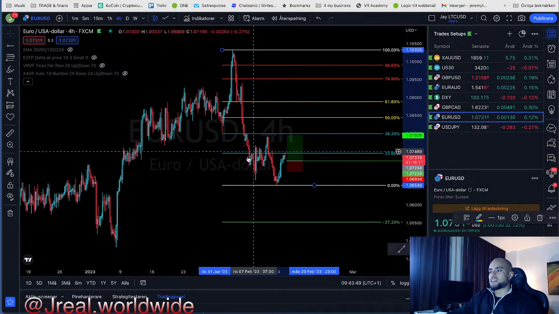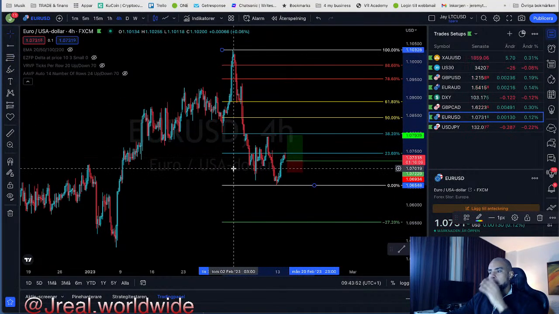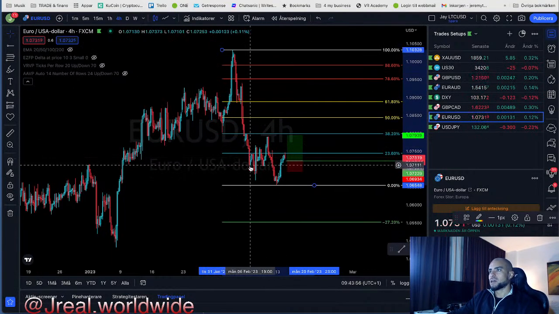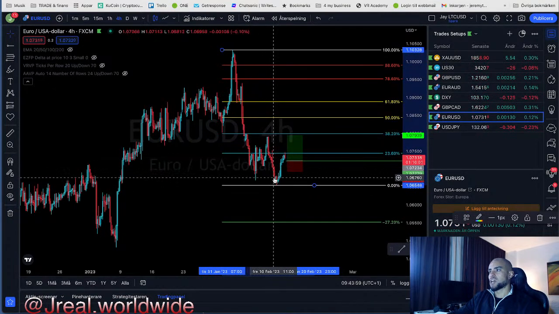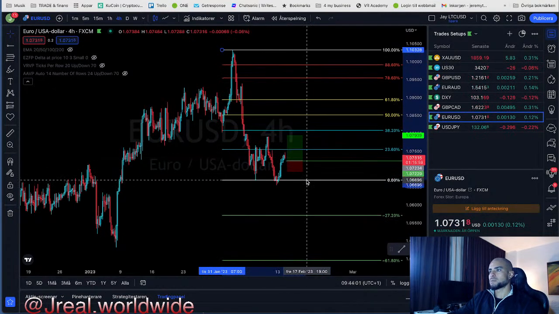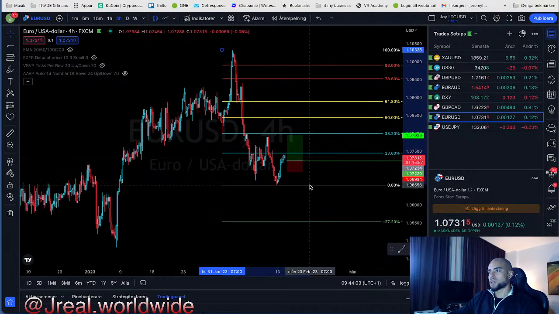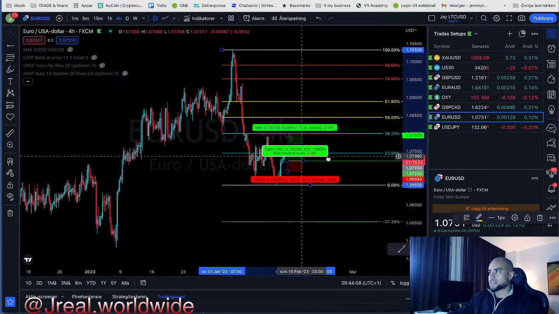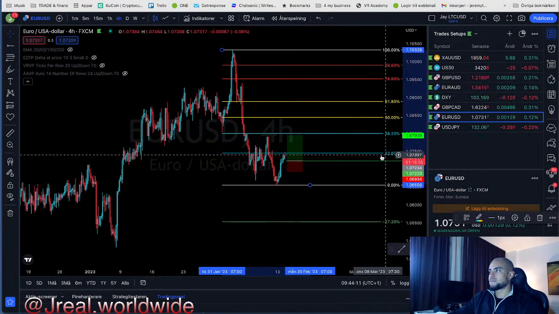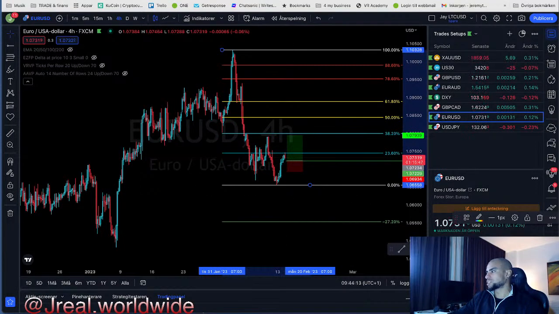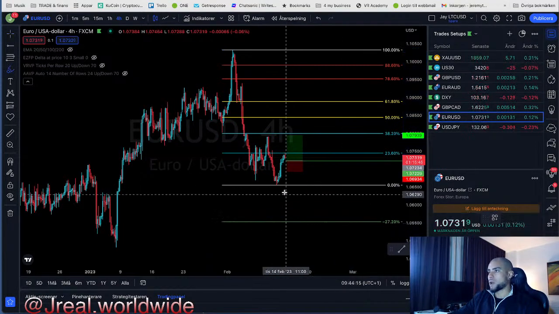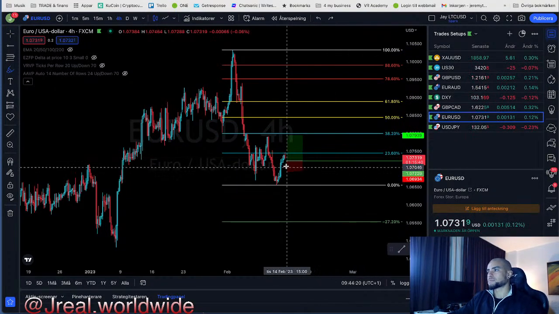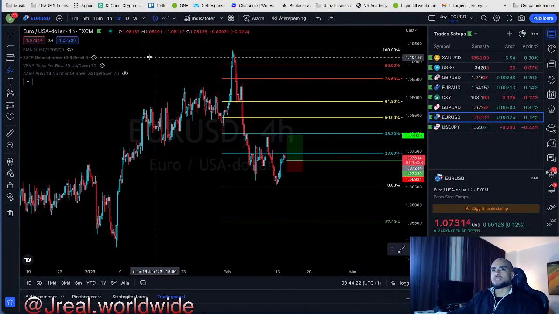From this major drop that we had since 2 weeks ago, we saw market come down, move back up to test the 23.6 Fibonacci retracement. So we're testing the 23.6 Fibonacci retracement right now as resistance. So the question is, will it hold as resistance?